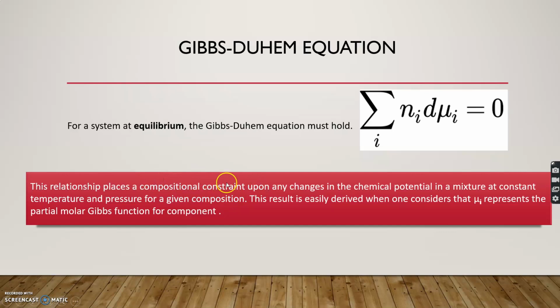What is a compositional constraint? That is, what is the composition of the mixture. So it is a compositional constraint upon changes in chemical potential in a mixture. What is the condition? The condition is constant temperature and pressure for a particular composition. This result can be derived by considering mu i, which represents the partial molar Gibbs function for a component.